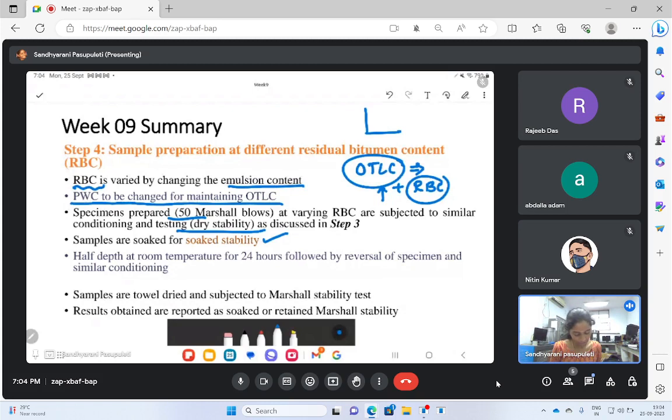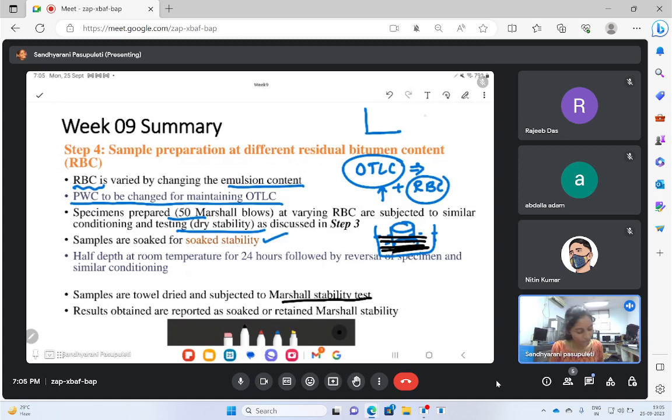So how do we soak them? Let us say cold mixes, as we know, if we soak the specimen completely in the water, they will be stripped off, because they have not been compacted at the higher temperatures. That is the reason why when we are soaking, we have to soak half the depth for 24 hours. After another 24 hours, we will reverse the specimen and again soak. Once that is done, we will dry the specimen and calculate the stability.